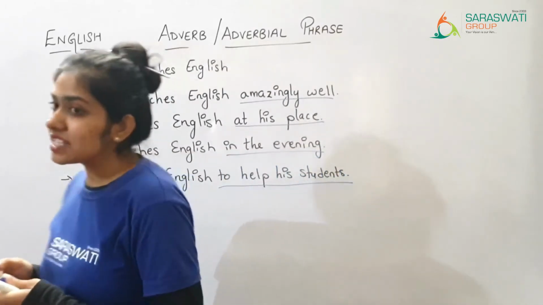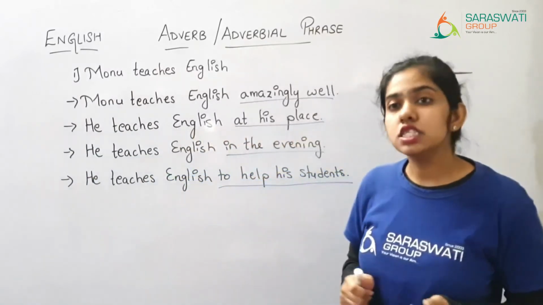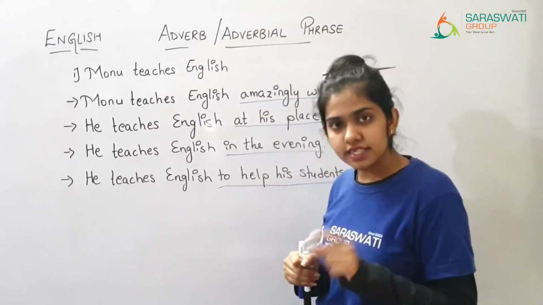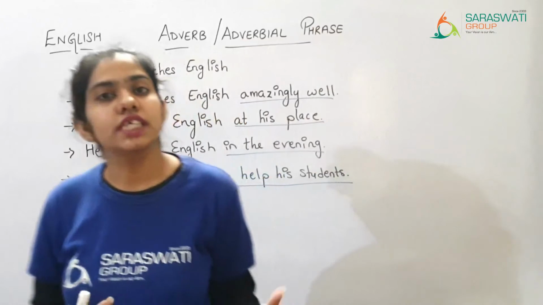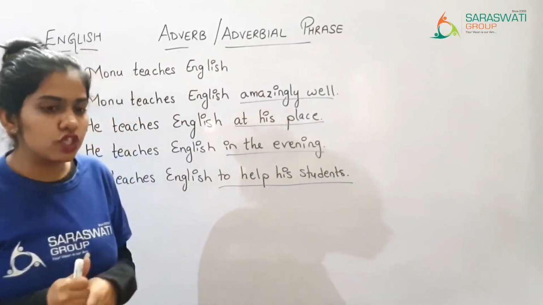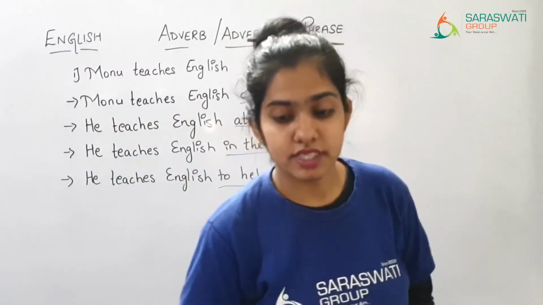So when you ask the question with how, where, when, and why, and the answer which you get is your adverb, or else if a single word is there, then it is the adverb, and a group of words, more than one word is there, then it will become your adverbial phrase. So this is all about adverbial phrase. Let us look at more examples.